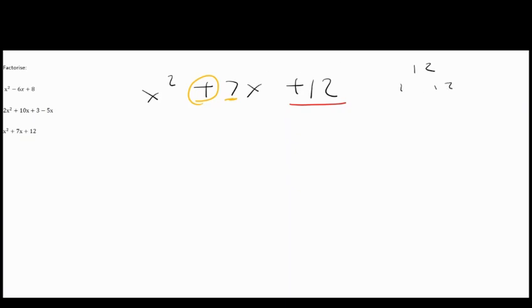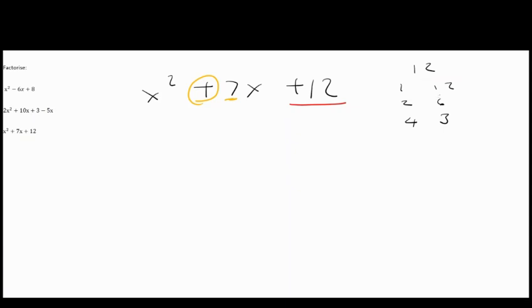We have 1 and 12. We have 2 and 6. We also have 4 and 3. So when we add or subtract 1 and 12, do we get 7? No. 1 plus 12, that's 13. 12 minus 1, that's 11. That's not going to work.